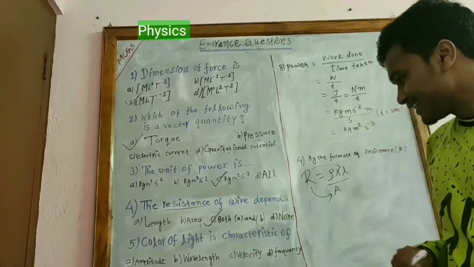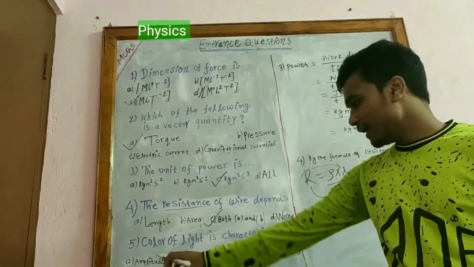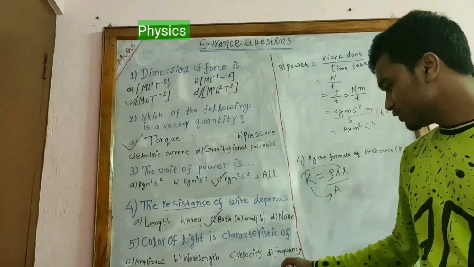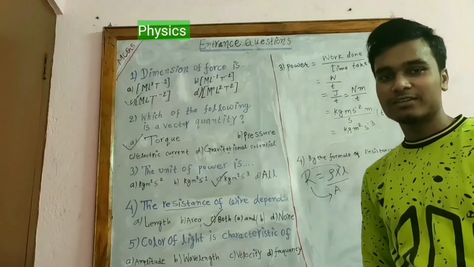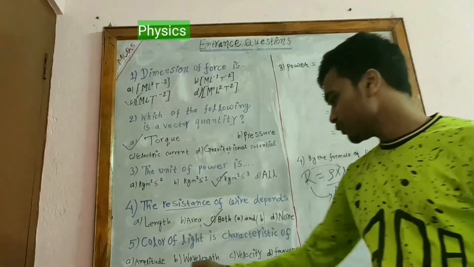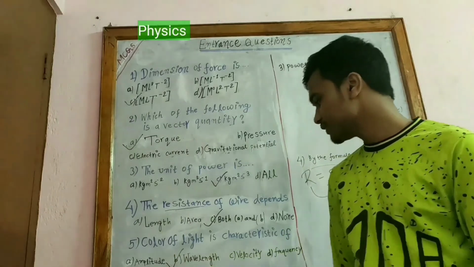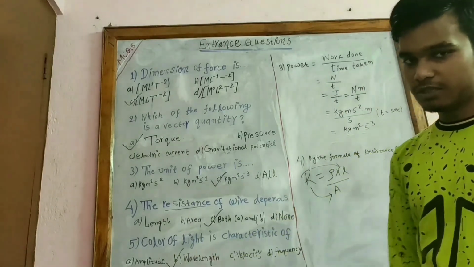Color of light is characteristics of amplitude, wavelength, velocity, frequency. Since color of light is always dependent upon its wavelength, therefore option B is the answer.